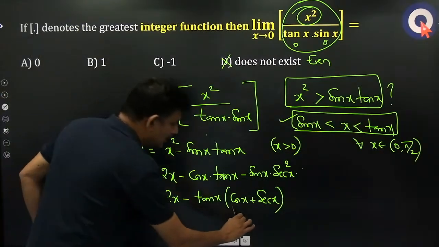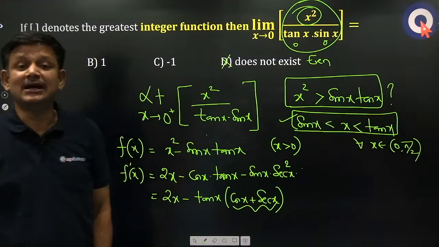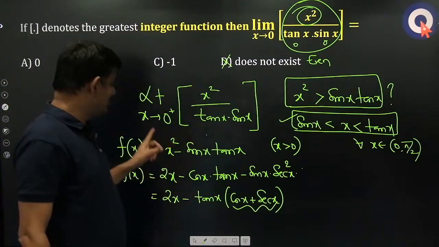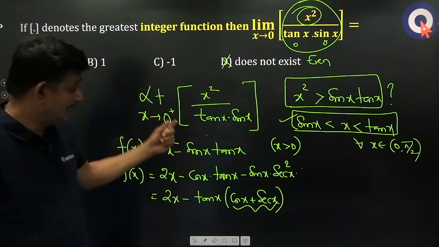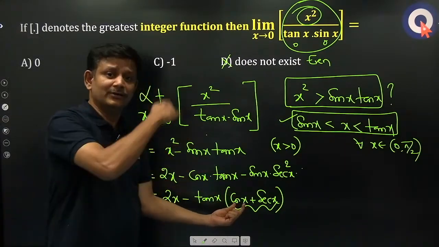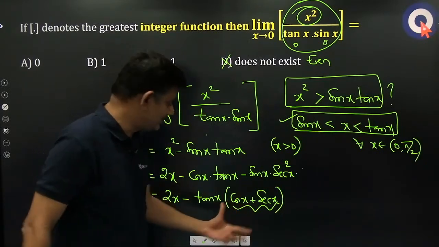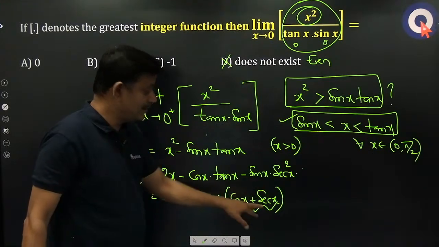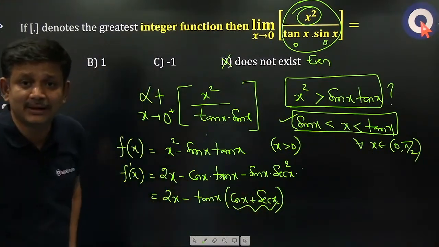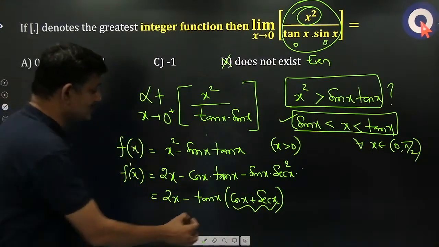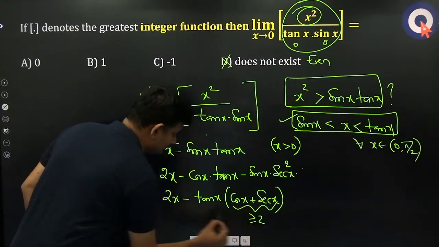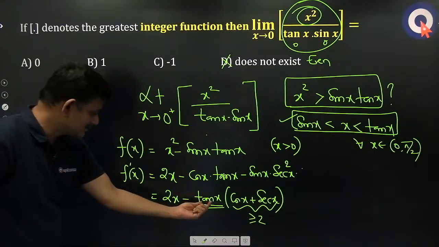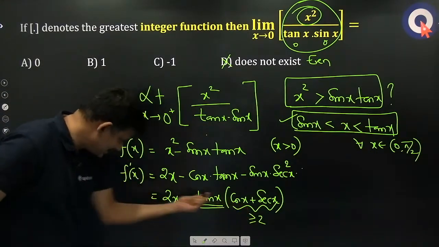And also cos x plus secant x, whenever I see this, I should see it as the sum of a number and its reciprocal. Especially because we are talking about extending to 0 plus, this is a positive number. Even had it been 0 minus, it would have been a positive number. So cos x plus secant x is a positive number and its reciprocal. The sum of a positive number and its reciprocal by AM-GM will be greater than or equal to 2. And tan x will always be greater than x. So this is greater than x, this is greater than 2.